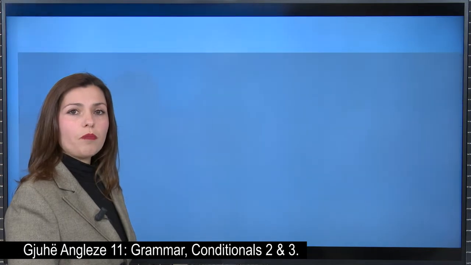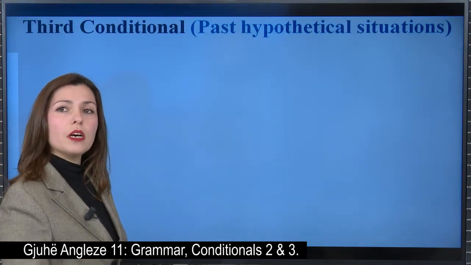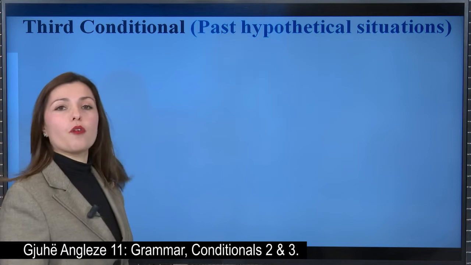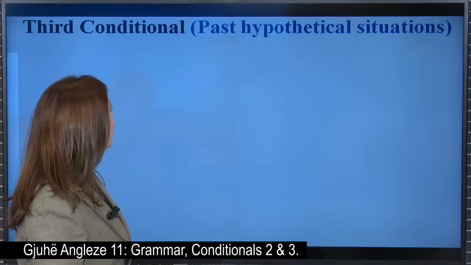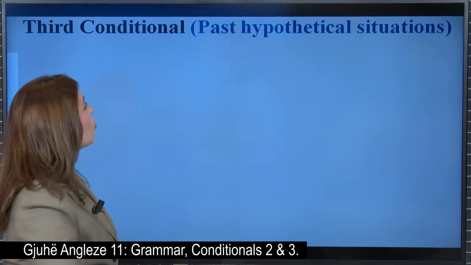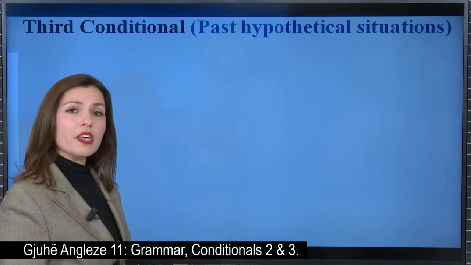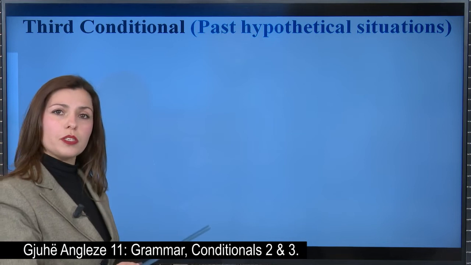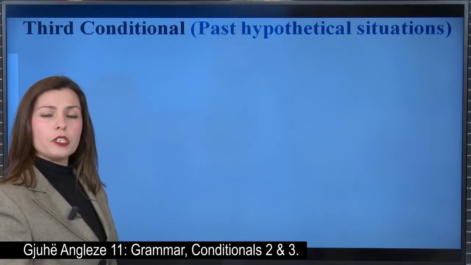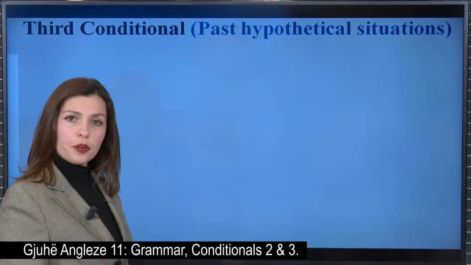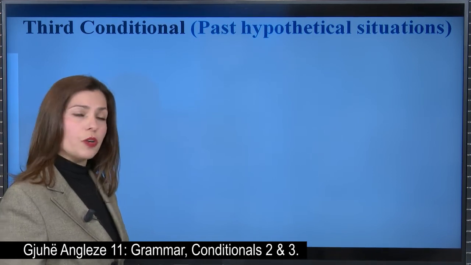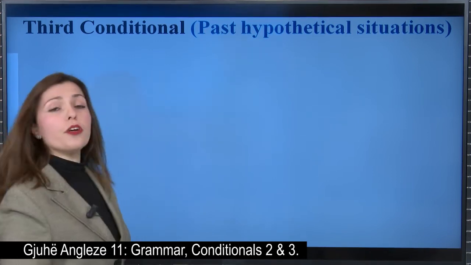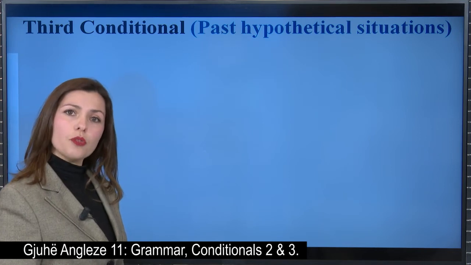Now, let's do the third conditional form. In the third conditional, we refer to something that happened in the past. So until now, we talked about the present. The 0, first and second conditionals refer to the present or the future, whereas the third conditional refers to the past.